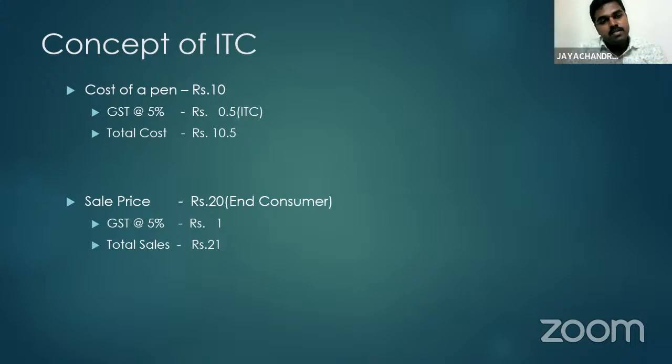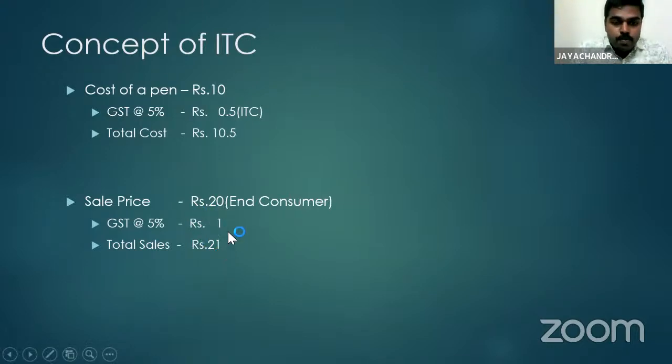What the government needs is the GST on the sale price, not the GST on the purchase cost. The ultimate consumer is paying, right? The government needs the GST amount on the sale price the trader has sold. For example, he bought the pen for ₹10 and is selling that pen for ₹20, and he would collect the GST at 5%. That is ₹1 from the end consumer, who is going to use that pen. He is charging ₹1 GST, and his total sale price is ₹21.